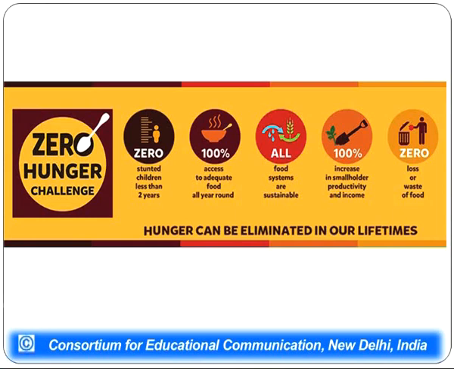100% increase in smallholder productivity and income. It is very important to improve income and employment opportunity in the agriculture sector, and that is why we need diversification, crop diversification on the one hand and agricultural diversification on the other hand. And zero loss and waste of food, that is very, very important. How we can reduce loss of food.